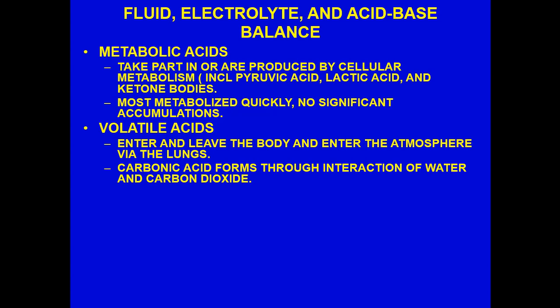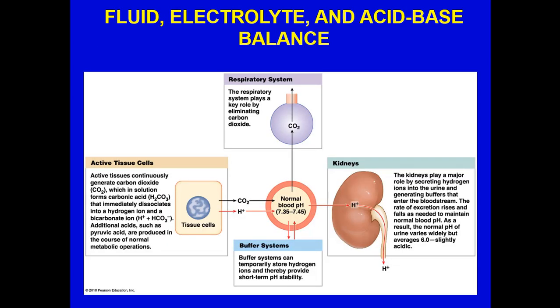Now, volatile acids. These enter and leave the body and enter the atmosphere via the lungs. So what am I talking about here? Real simple. Water plus carbon dioxide forms carbonic acid. Remember that? We wrote it down on the board. And then carbonic acid can get dissociated to hydrogen ion and bicarbonate ion. So this is where you have active tissue cells, the respiratory system, and the kidneys all contributing various types of influences onto blood pH.